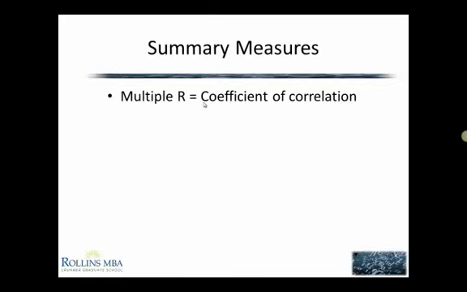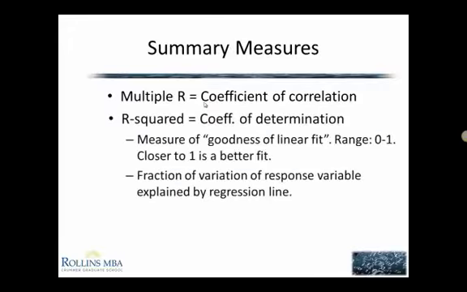And we'll see something called a multiple R value, which is a correlation coefficient between those two numeric variables. We'll see something called the R squared, which is calculated as the square of the correlation coefficient. And it goes by a couple other names. It's also called the coefficient of determination and the goodness of fit.